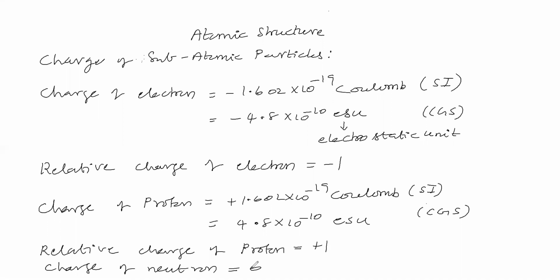Now, let us compare charge of electron and charge of proton. The charge values of electron and proton remain the same in SI system, and also the same in CGS system. Relative charge of electron is minus 1 and relative charge of proton is plus 1. So proton is a positively charged particle, electron is a negatively charged particle. Charge of neutron is 0.